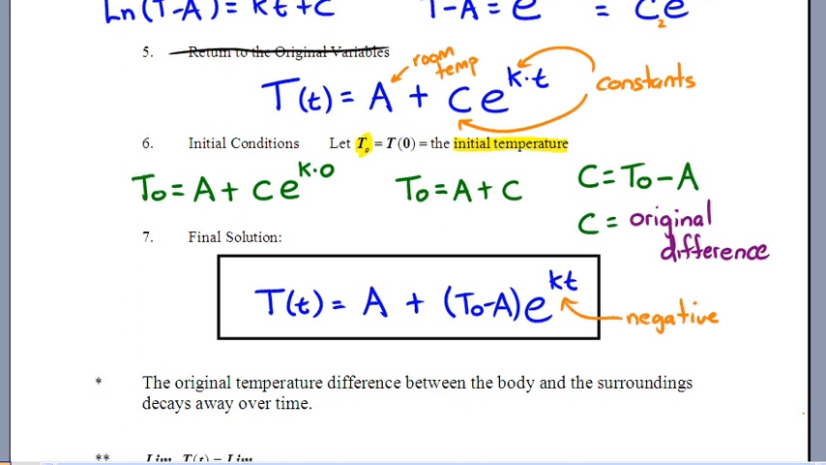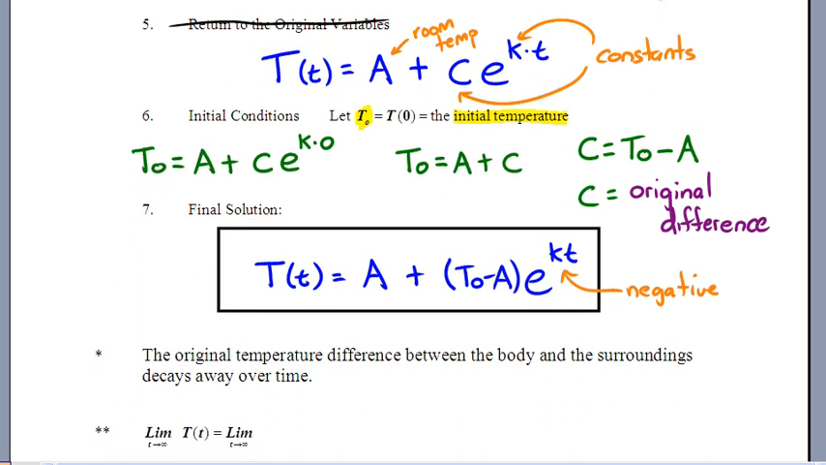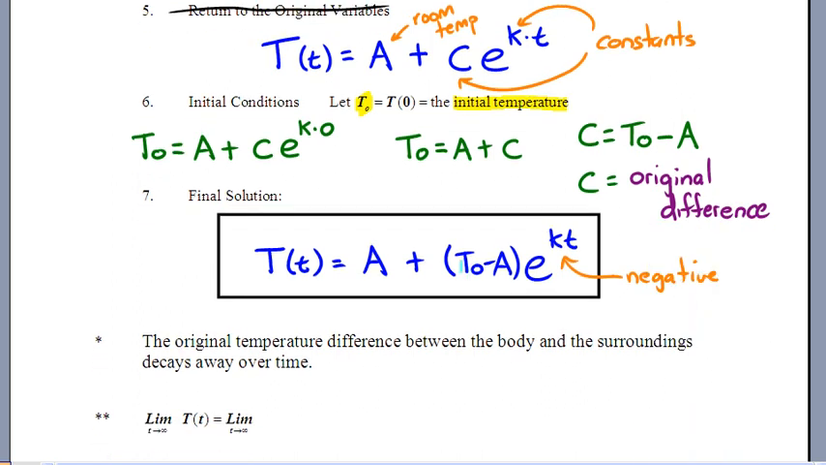So the original temperature difference between the body and its surroundings, that's this part right here, this original difference. That's what this is talking about. That just decays away, right? That's what the e to the kt will do. It'll just make it disappear.